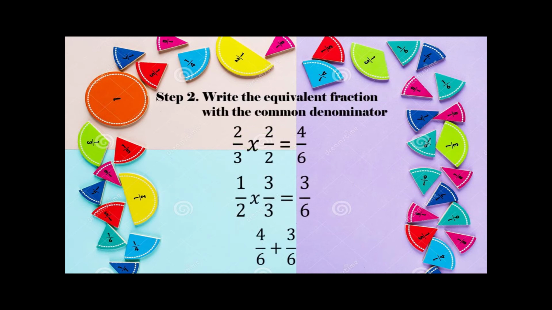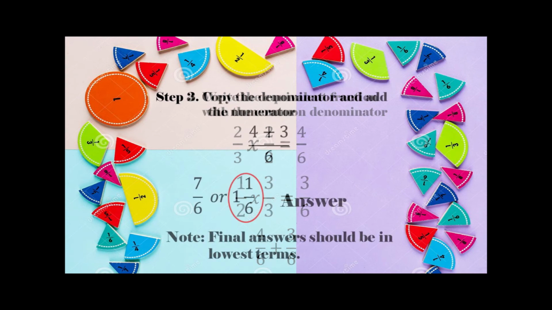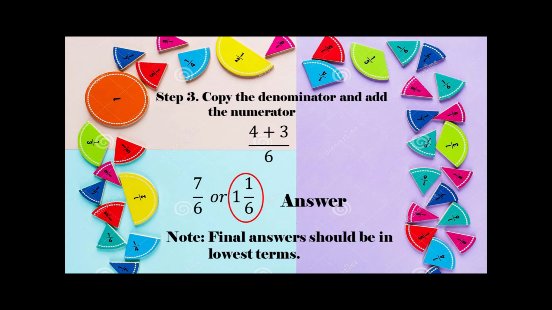Step number 2, write the equivalent fractions with the common denominator. So you will get 4 over 6 plus 3 over 6. Step number 3, copy the denominator and add the numerators. Okay, so we have 4 plus 3 is equal to 7. So we have 7 over 6.